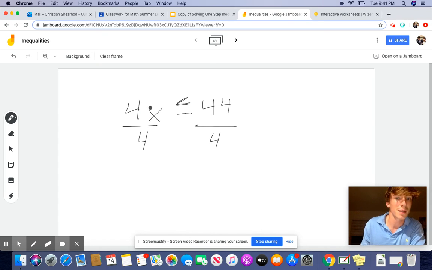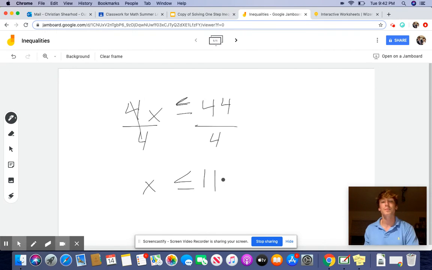My bad. So 4 divided by 4 is going to be 1. 1x, it's just x. Then we have less than or equal to. 44 divided by 4 is 11. Now, did we multiply or divide by a negative number? Nah. So our sign is going to be the same. That's good. This line underneath, the or equal to, is going to be an open circle or a closed circle. It's going to be this one, okay?